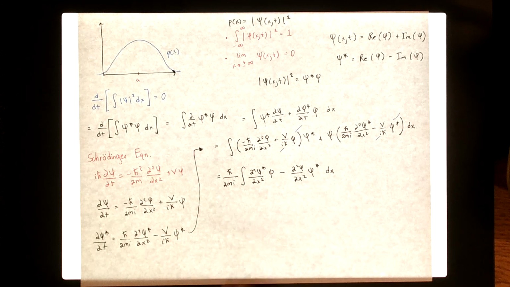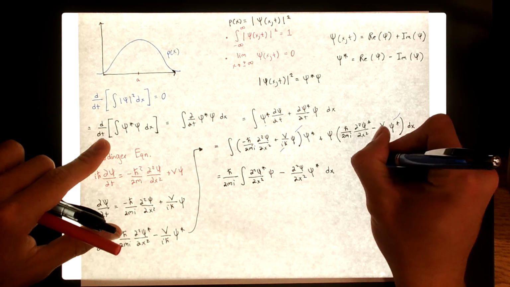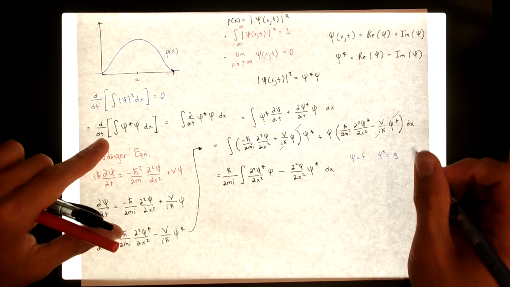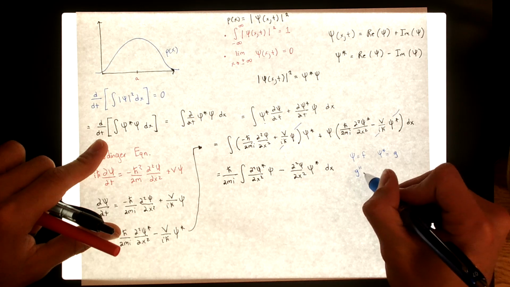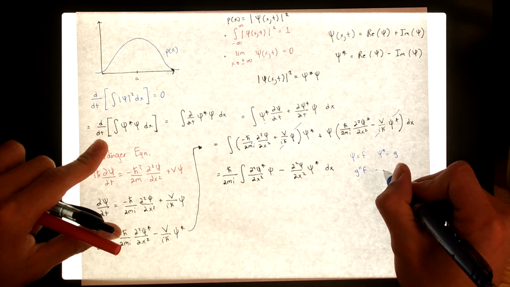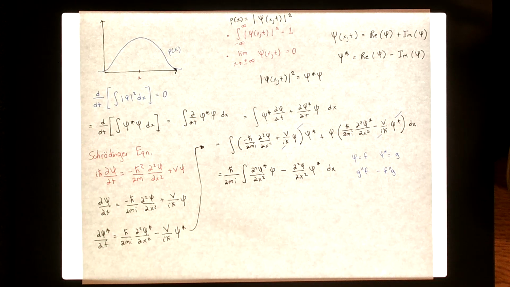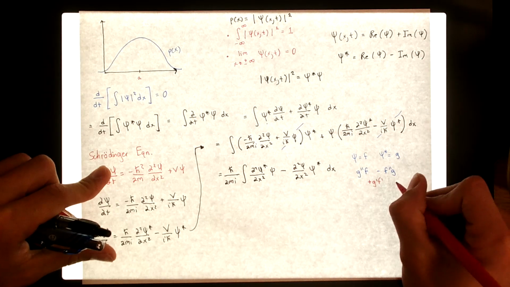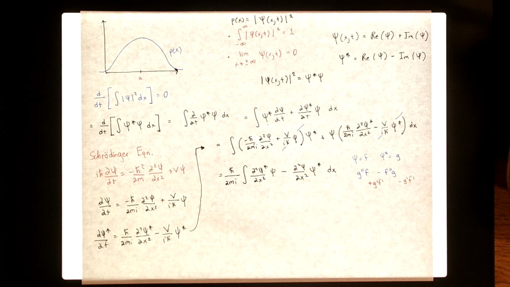Now, just to rewrite this in a different way that is more convenient for us, imagine for a second that psi is equal to f and psi star is equal to g. So what I have here would be g double prime f minus f double prime g. Now assume that for no reason at all I add f prime g prime, and then subtract that same quantity.